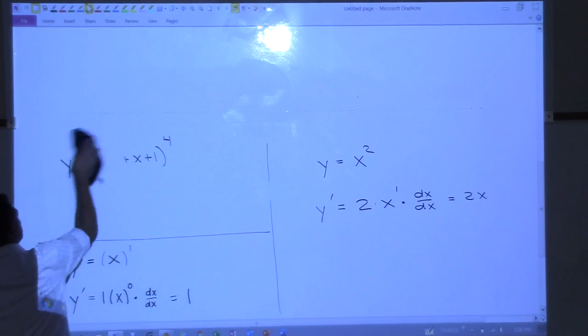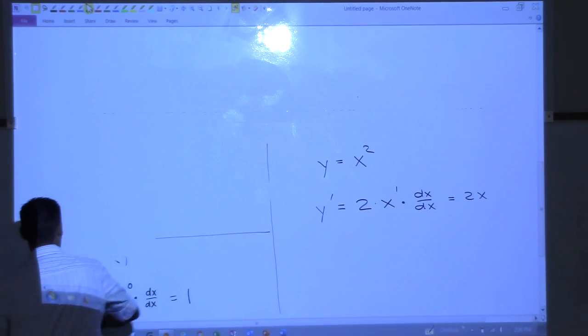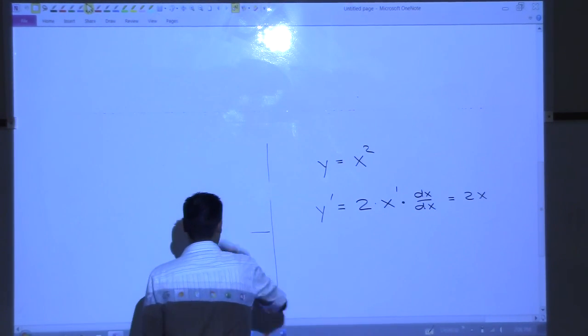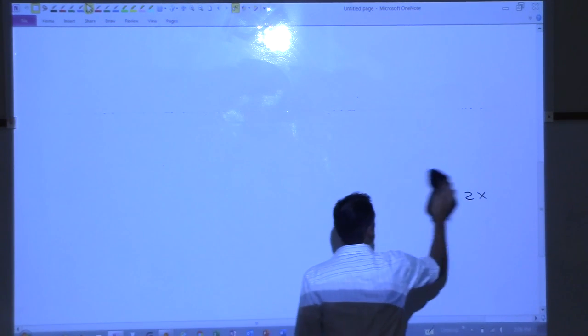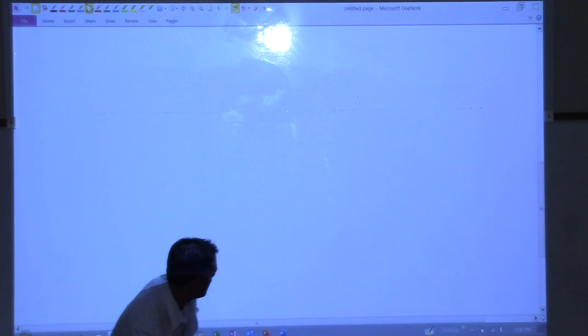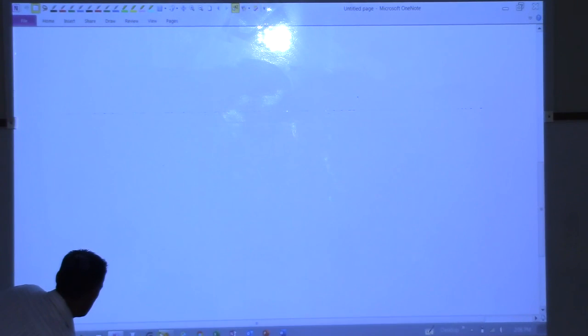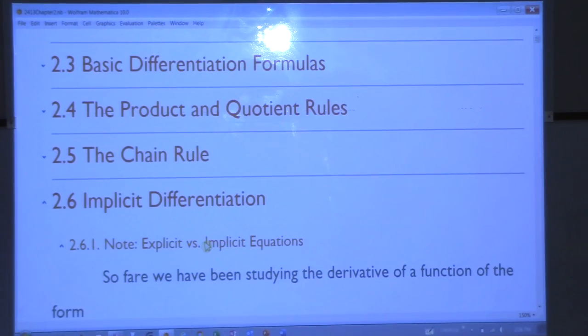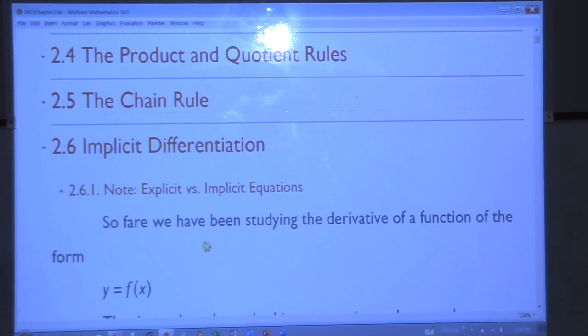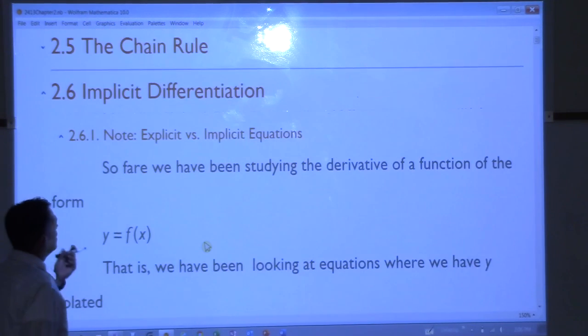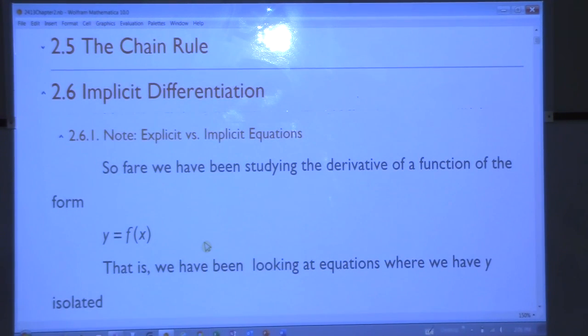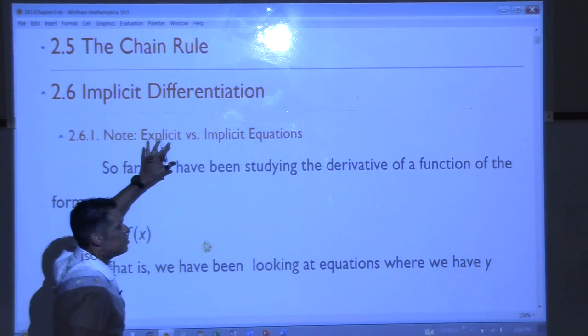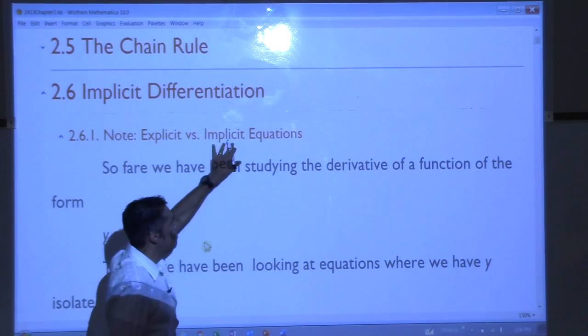I think we're ready. Implicit differentiation. All right, explicit versus implicit. We start by just trying to understand some language here: the difference between an explicit and an implicit equation.